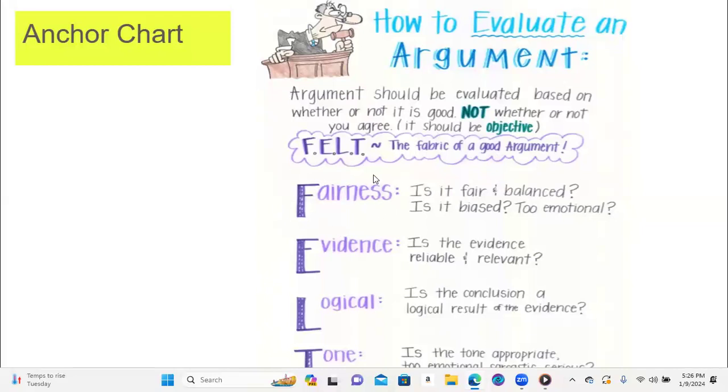So an argument should have fairness. Is it fair and balanced? Is it biased or too emotional? Evidence: is the evidence reliable and relevant? Logical: is the conclusion a logical result of the evidence? And tone: is the tone appropriate, too emotional, sarcastic, or serious?